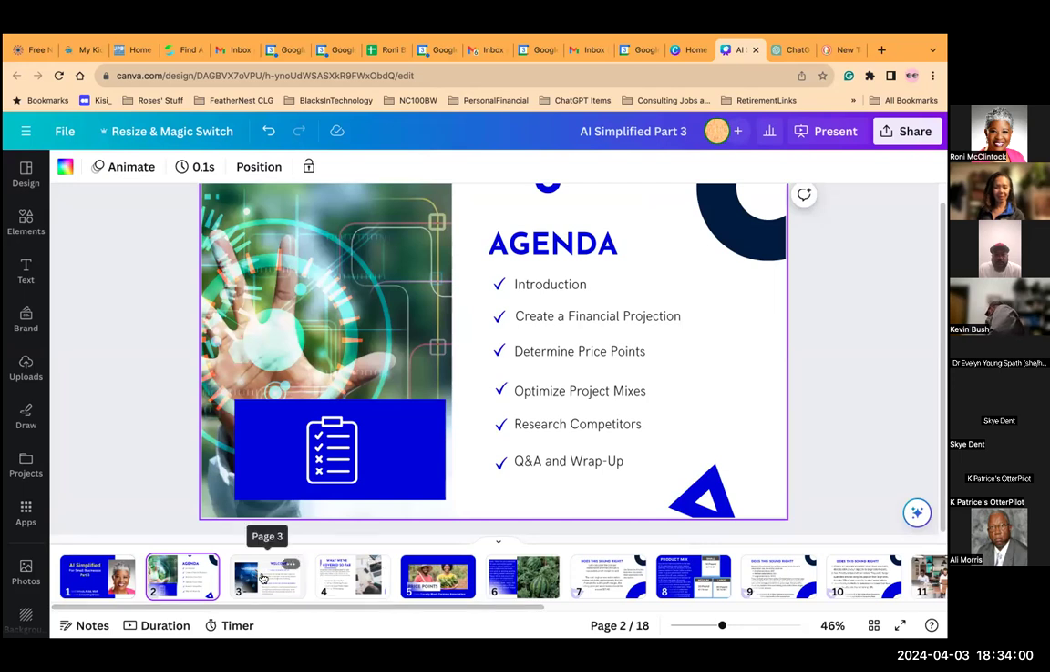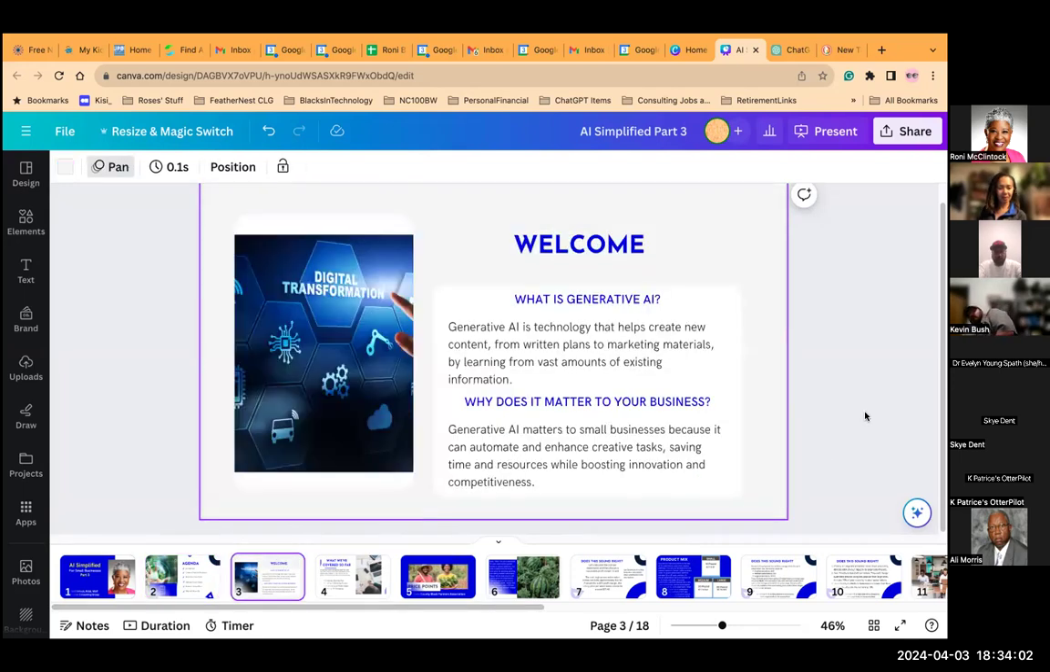First of all, let's review what generative AI is. In a nutshell, it's a technology that helps us create new content, from business plans to marketing materials and documents, and it does it by quickly learning vast amounts of information that exists already. It scours the internet, basically does a super read of everything that's out there, and comes back and gives you information based on all that.